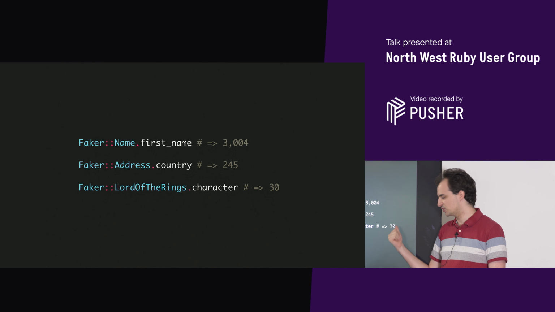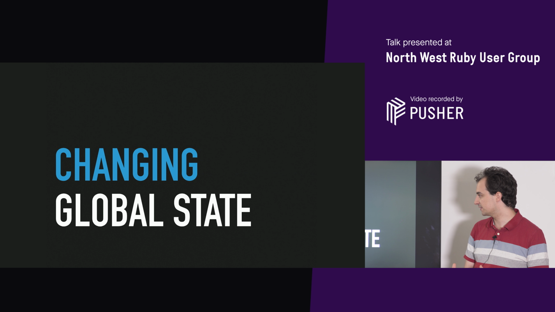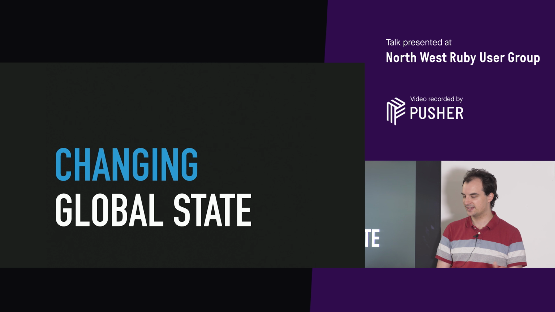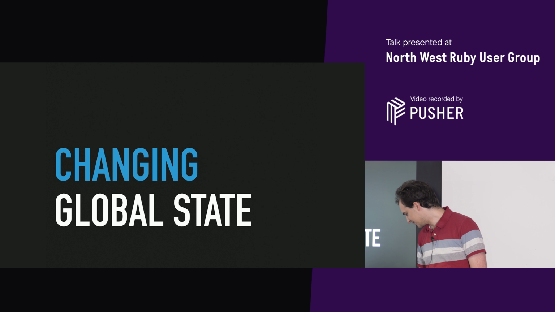Okay, the second source, well, not really a source of randomness, but something that is very much prone to breakage with randomness, is changing global state. Now, hopefully most of your tests are self-contained. They set up and they tear down, and they don't leave any sort of rubbish or change things in their wake. But of course, that's the ideal world. It doesn't always happen that way.